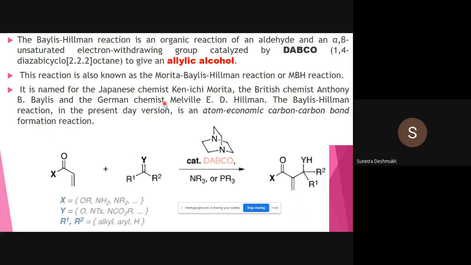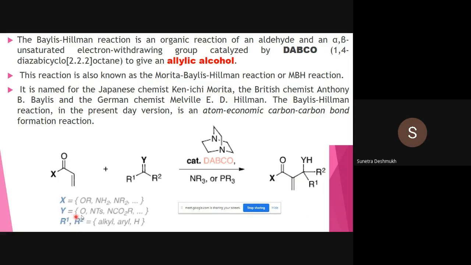MBH reaction, the Morita-Baylis-Hilmann reaction, is named for the Japanese chemist Kenichi Morita, the British chemist Anthony Baylis, and the German chemist Hilmann. So it is named after three scientists, Japanese, British as well as German. The Baylis-Hilmann reaction in its present day version is an atom economic carbon-carbon bond formation reaction. It's a very important reaction, and nowadays a lot of research is going on in this reaction, with different variations to synthesize allylic alcohol compounds.